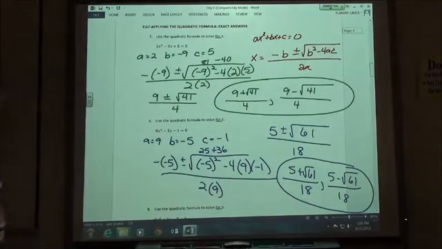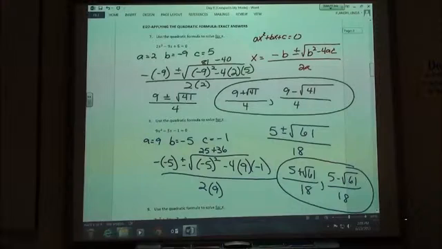What I do is use my word shortcut, so I type in the first one, and then I highlight it, Control-C copies, Control-V pastes, and then I just change the middle sign from a plus to a minus. So 5 plus or minus the square root of 61 over 18.